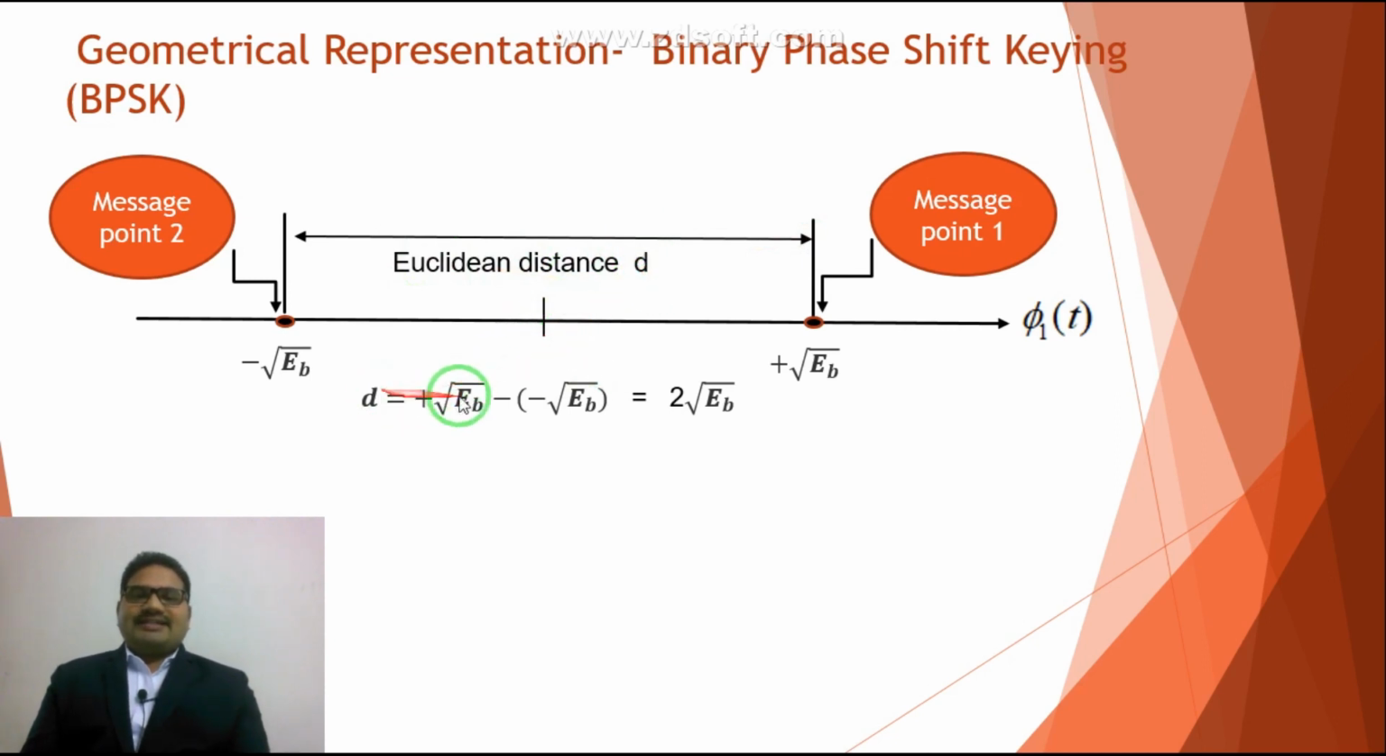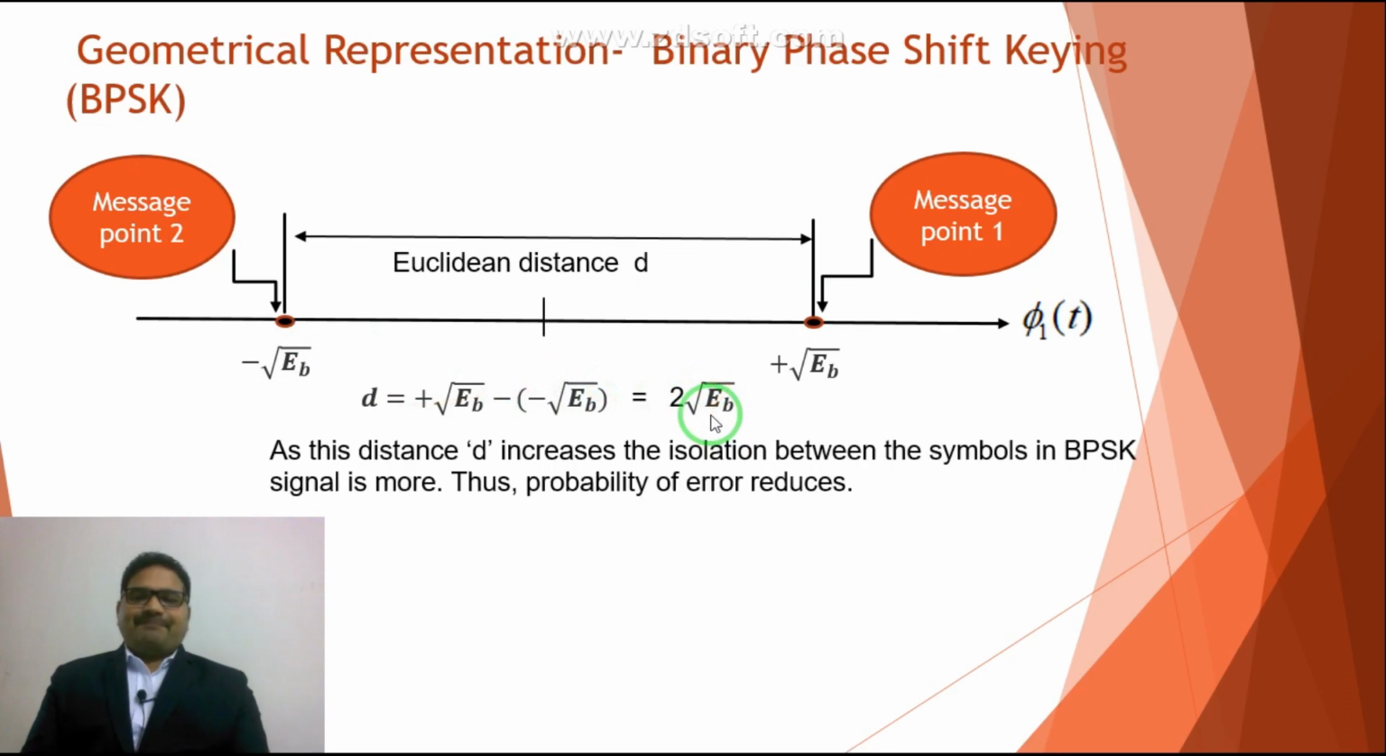So the distance is equal to square root of EB plus square root of EB, minus this message point 2, that is minus square root of EB. It would become twice the square root of EB. So this distance d is going to increase the isolation between the symbols in the BPSK signal, and hence the probability of error is going to reduce as the distance increases.